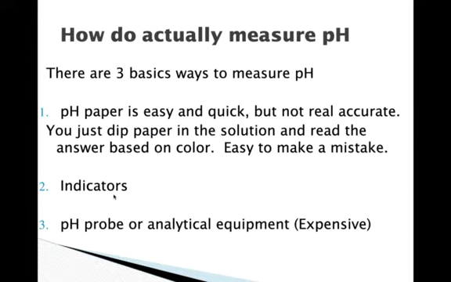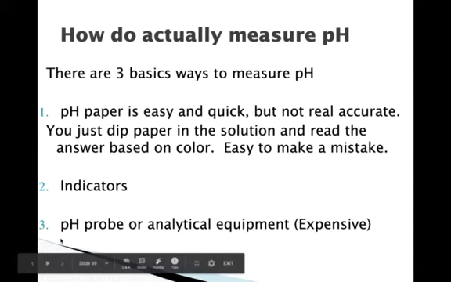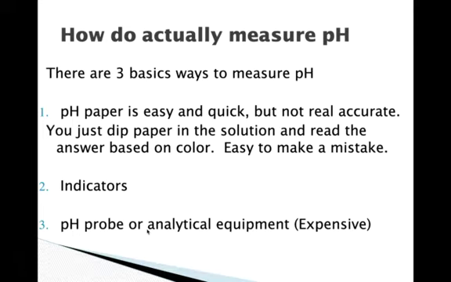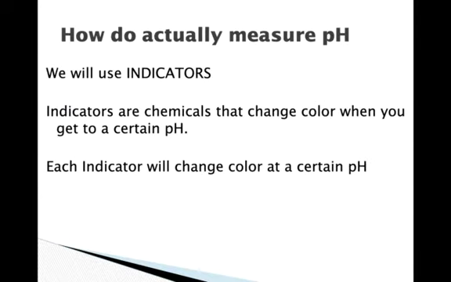We can use indicators, which are chemicals that change color at a certain pH, and we'll talk about those on the next slide. These are pretty good. They're not quite as inexpensive as pH paper, but they're still pretty affordable, pretty user-friendly, fairly easy, and they're pretty precise. They're pretty accurate. If we wanted the highest accuracy and precision possible, we could use a pH probe or other analytical equipment. This is incredibly accurate. They're well-calibrated digital devices, but they're also very expensive. So we will go with that middle ground and use the indicators.